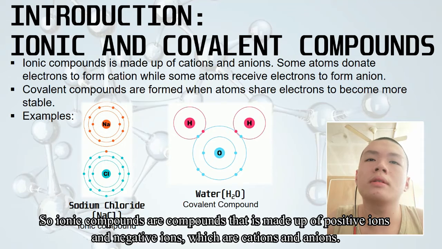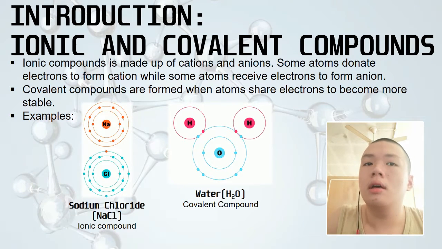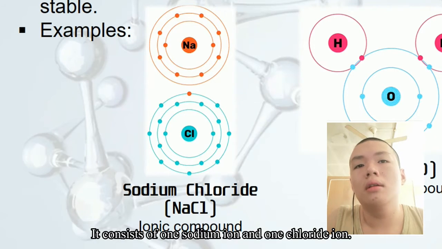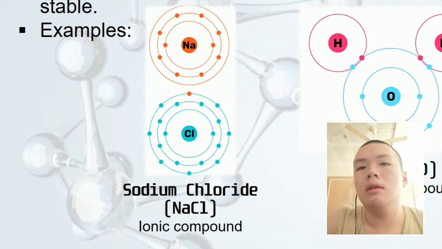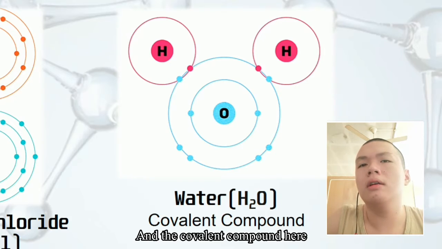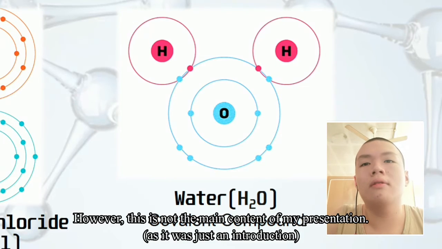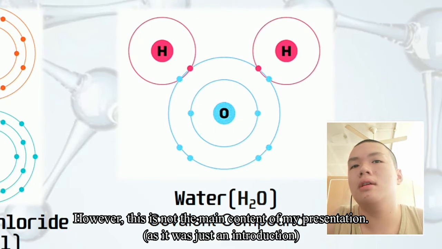So, ionic compounds are compounds that are made up of positive ions and negative ions, which are cations and anions. For example, this ionic compound right here is sodium chloride. It consists of one sodium ion and one chloride ion. And the covalent compound here is water. It forms when two hydrogen atoms and one oxygen atom share electrons to become more stable. However, this is not the main content of my presentation.